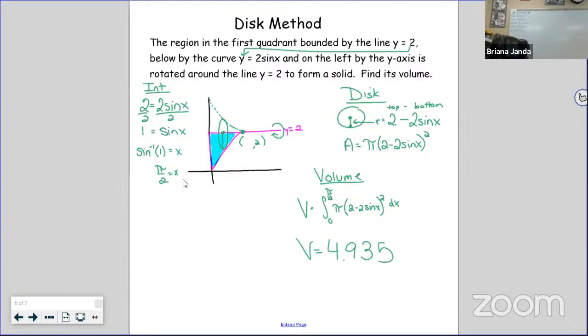It's still units cubed. They would never really ask you for units on something if it wasn't a story problem with meters built into it. But yeah, since we're finding volume, it's units cubed.